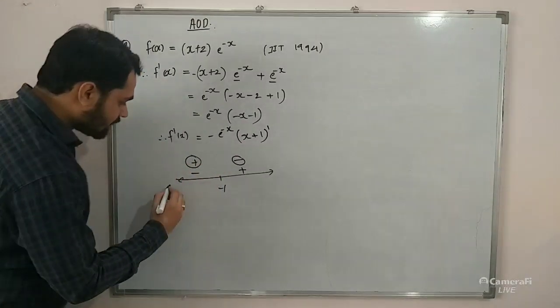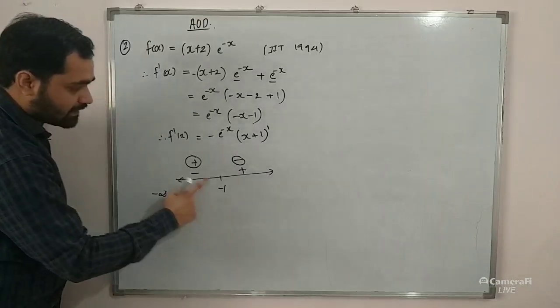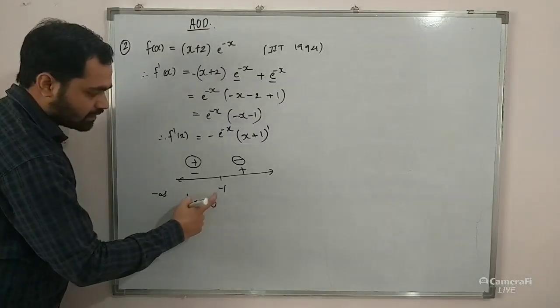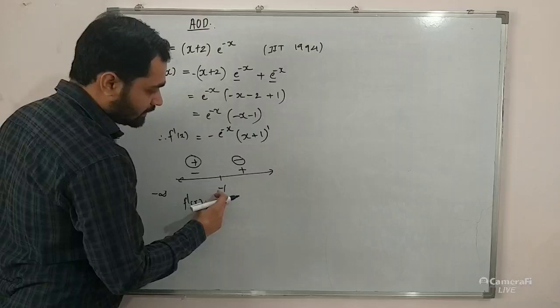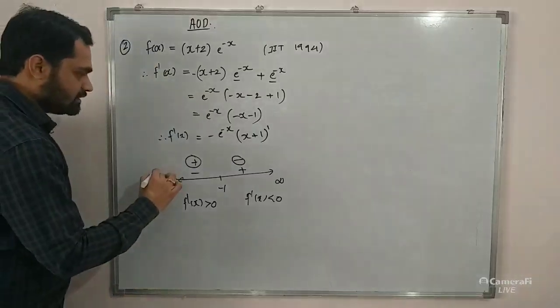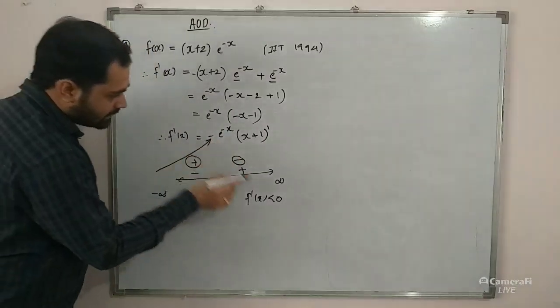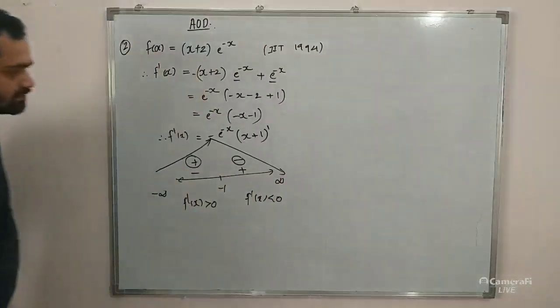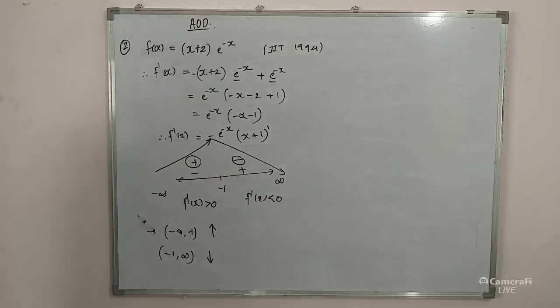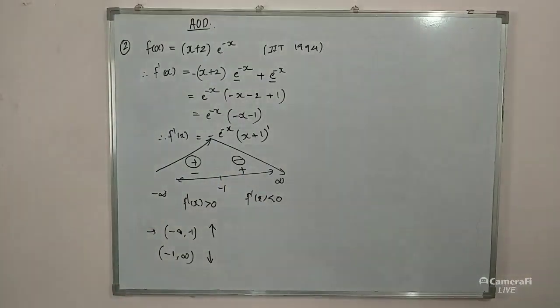It means in the range minus infinity to minus 1, f dash of x is greater than 0. In the range minus 1 to infinity, f dash of x is less than 0. It means in the first interval the function is increasing, and in the second interval the function is decreasing. So we have to select the option: minus 1 to infinity, the function is decreasing, right? So this is the answer for our question. Minus infinity to minus 1, the function is increasing. Okay, so take a screenshot.